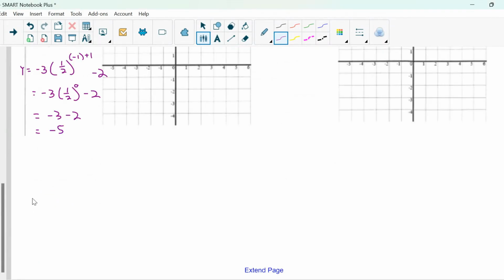Let's go on and move this quick. Extend the page. Let's substitute in our 0. If I had y equals -3 times 1/2 to the 0 minus 1 plus 1 power, minus 2, that would just equal -3 times 1/2 to the first power, minus 2. That's just going to leave me with 1/2. So -3 times 1/2 just gives me -1.5, minus 2, which is -3.5.